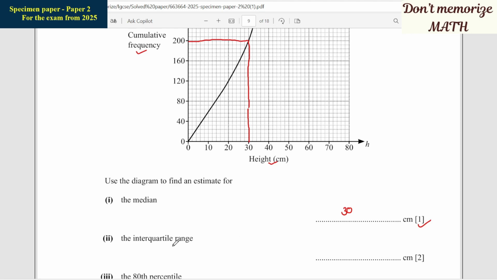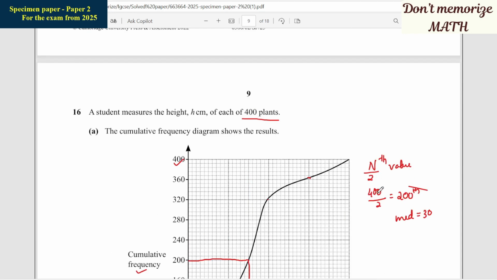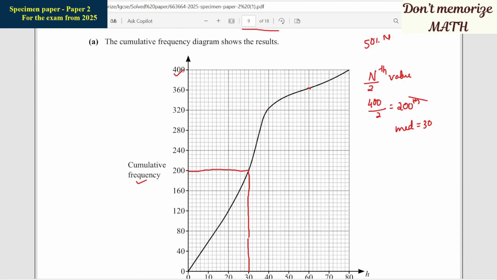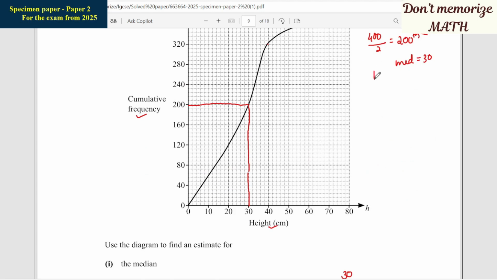To find the interquartile range, we have upper quartile minus lower quartile. For the median we found N over 2. Instead of taking N over 2, you can take 50% of N, then take the corresponding value. You will get the same answer. First we will find the upper quartile. To find the upper quartile, you can find 75% of N, then find the corresponding value on the x-axis. Otherwise, you can take 3N over 4.